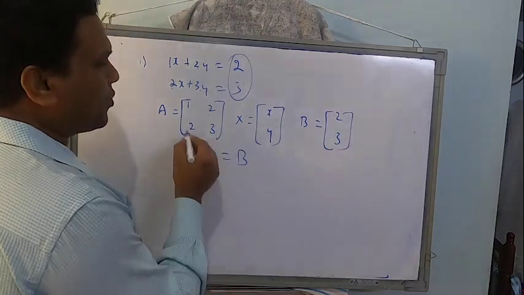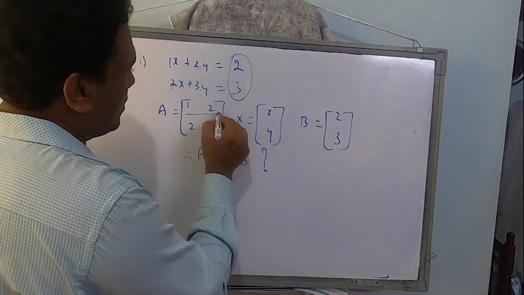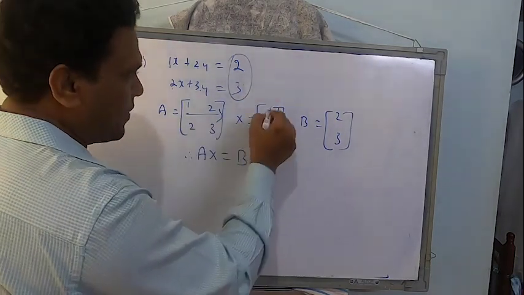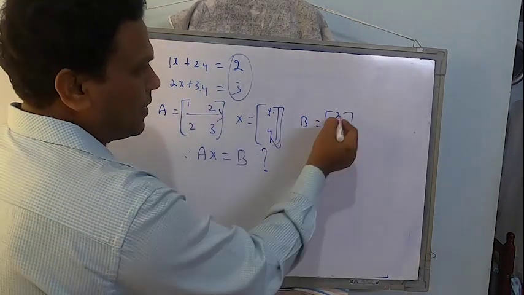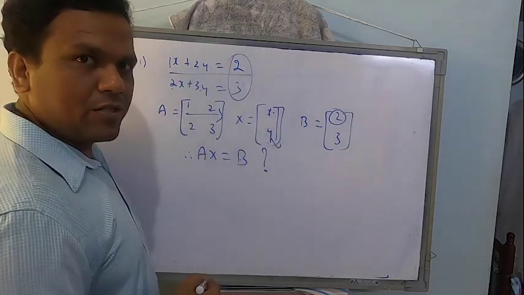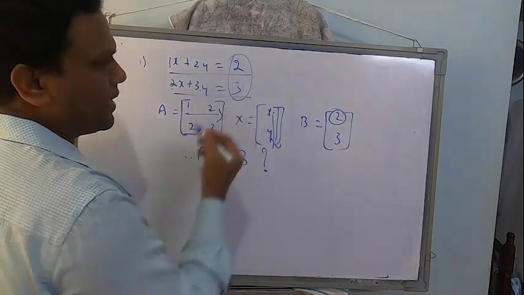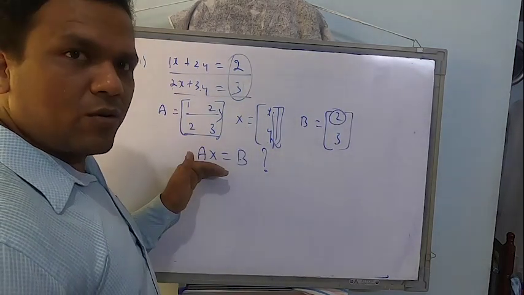You will be questioning, sir, how? Simple. First row, first column. That's the meaning of matrix multiplication. When I multiply first row with the column, what do you get? x plus 2y equal to the first element of B, which is 2. So that is the first equation. Second row, equated to 3, is my second equation. So the given system can be represented in the form of A into X equal to B.